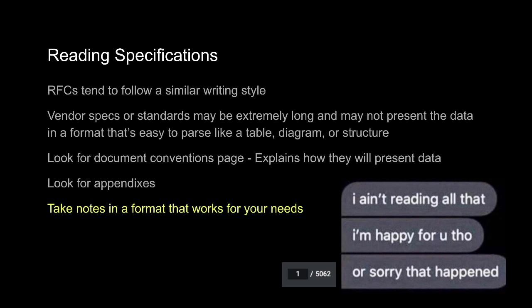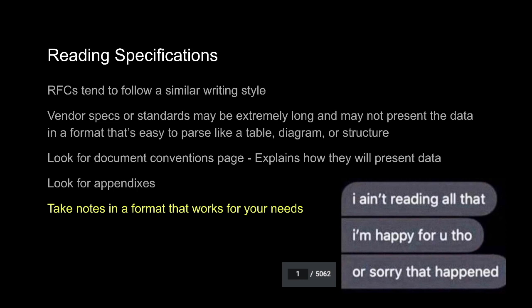RFCs tend to follow a similar writing style with a table of contents, appendix, and they also have things like a document conventions sort of thing with how words are defined. There's even an RFC for the definition of words that are used in other RFCs. But vendor specs and other standards might be really long, and they might not have data in a way that is easy for you to parse, right? Like a table or a diagram or a data structure for a code.